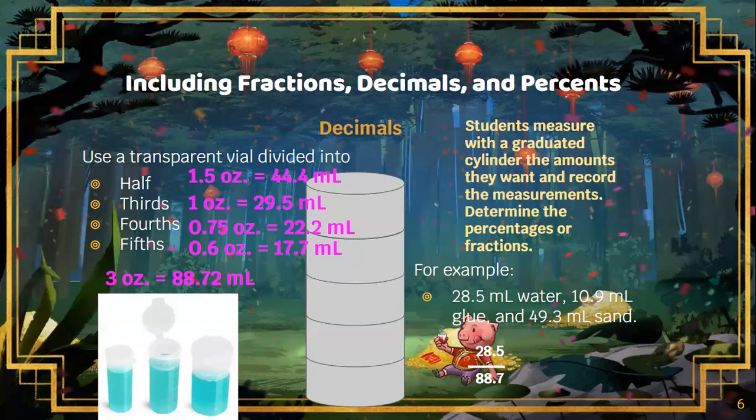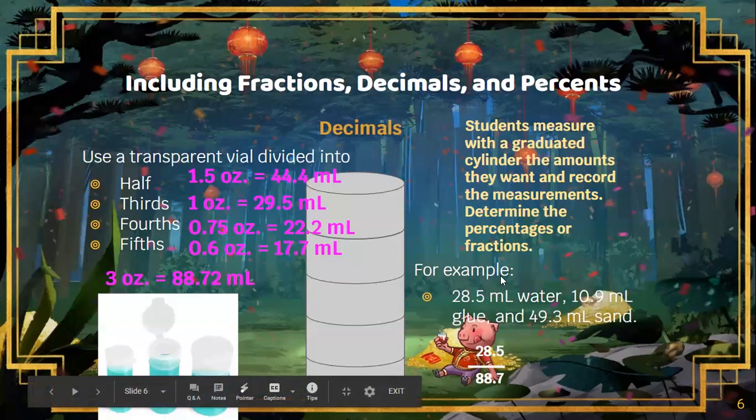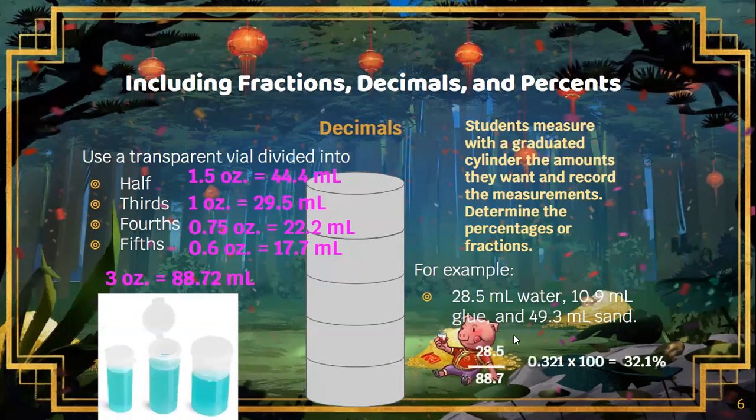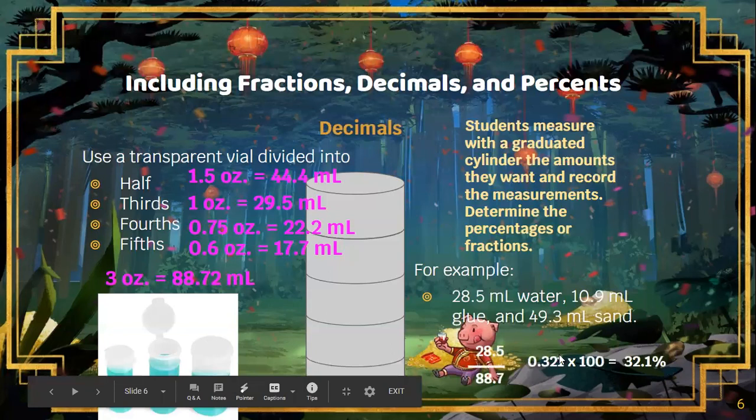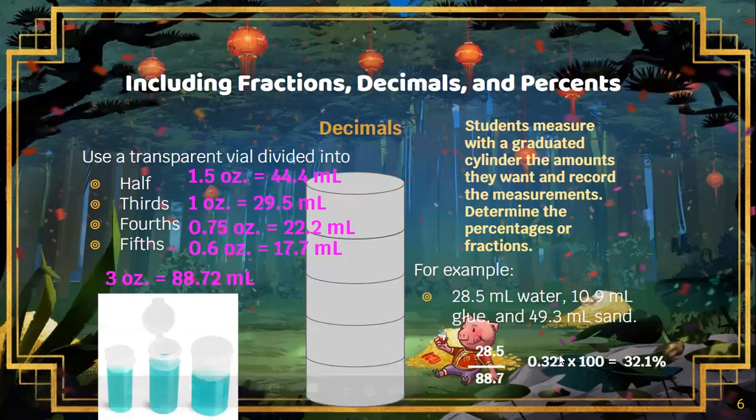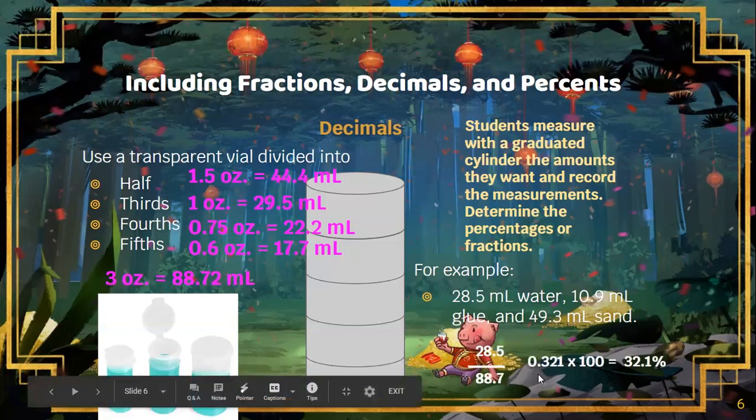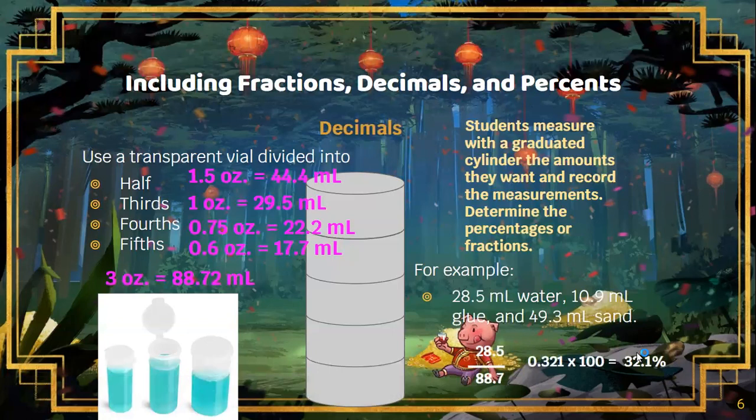their math skills. So if I'm wanting to figure out the percentage of water that's in my rock, then I'm going to do 28.5 as my part, and my whole rock volume is going to be 88.7 milliliters. So I'm going to do 28.5 divided by my 88.7, and when I run the numbers, I get 0.321 as my decimal form of that expression. And then if I want to convert that into a percentage, I could do that as well, or I could leave it in the decimal form. But multiplying by 100 would give me 32.1% water.